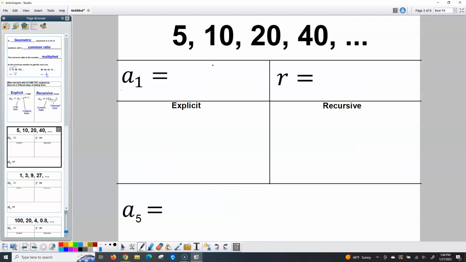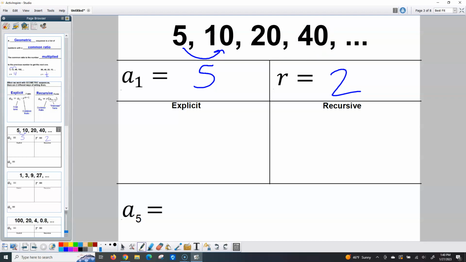So first term is 5. And my ratio, what am I multiplying by each time? Well, 5 times 2 would give me 10. If I can't figure that out, or if I've got some weird decimal, or I just don't know what it is, I can take any term, let's say 40, and divide by the previous term, and it will give me what my ratio is. So 40 divided by 20 will give me 2.